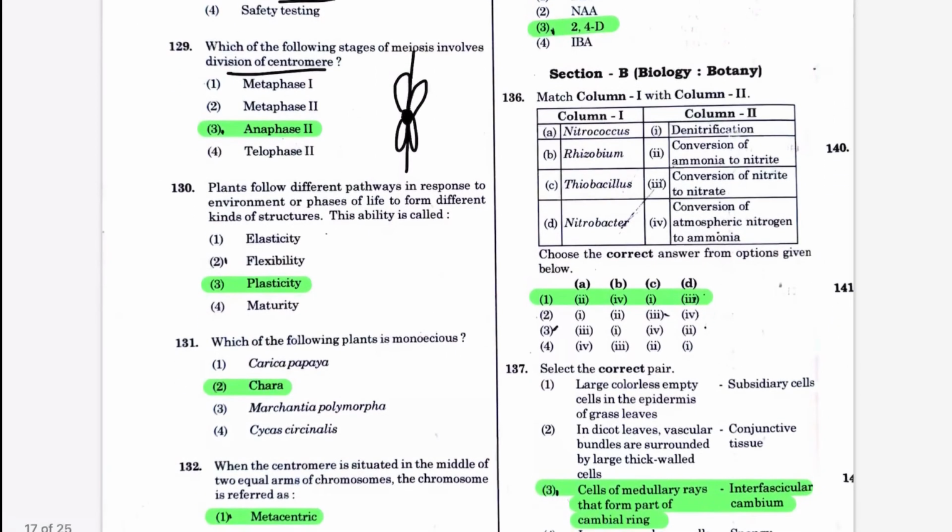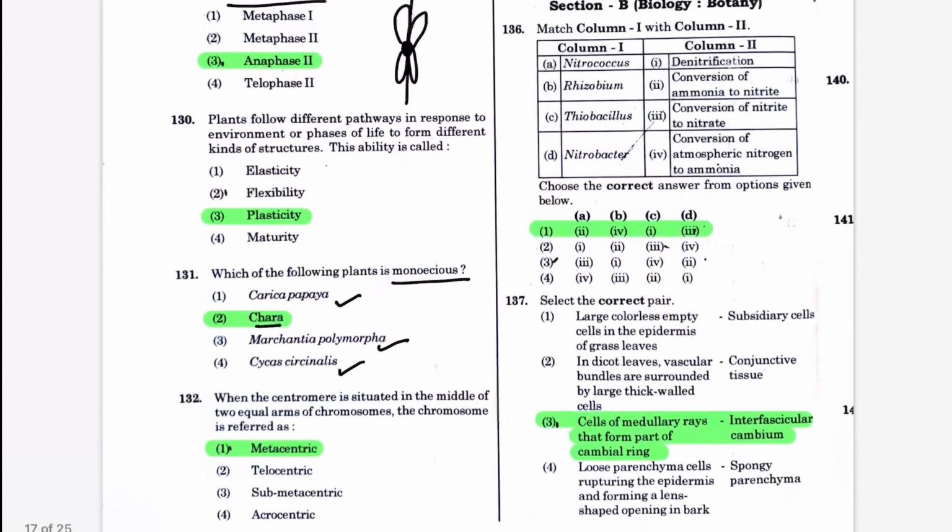Okay, 131, they are asking you which of them are monoecious. We know papaya, marchantia, cycas are all dioecious, whereas chara is a monoecious plant. Okay, fine. 132, when the centromere is situated in the middle of the two equal arms. Okay, so with this only you can answer. So if the chromosome is like this and the centromere is present giving rise to two equal arms, okay, so such kind of chromosome would be referred to as metacentric, right?